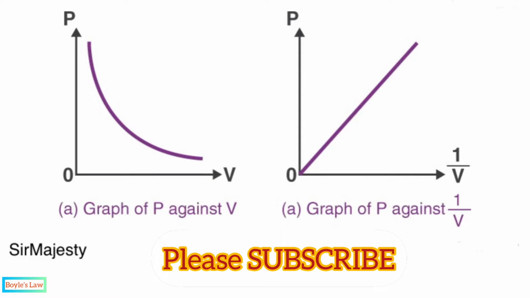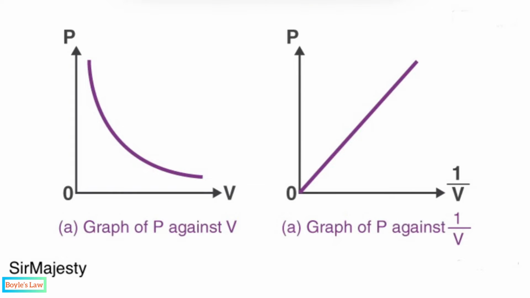Then, what if you do the reverse? Even if you do the reverse, the same thing will be obtained, in the sense that if we have volume here and 1 over P here, this same positive graph will be obtained passing through the origin. So anytime in an exam, if they ask you the graph, is it Boyle's law or is it Charles' law?